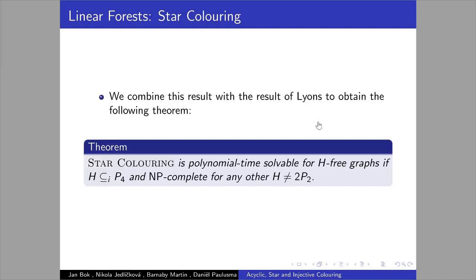So combining this with the result from earlier that we saw, we know that star coloring is polynomial time solvable for H-free graphs where H is an induced subgraph of P4, and NP-complete where H is any other linear forest except for 2P2. So this is our only open case for star coloring.